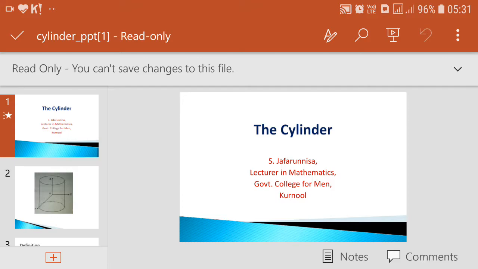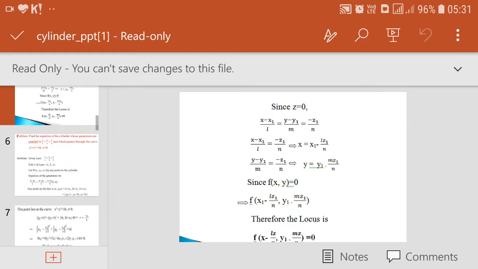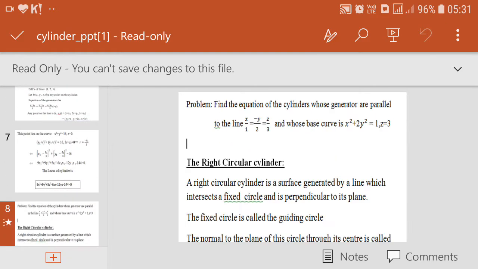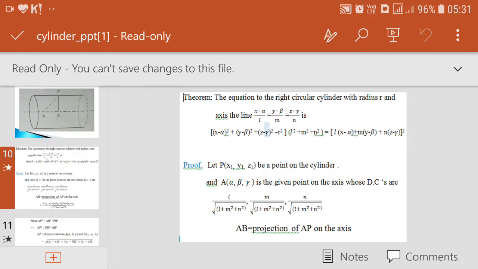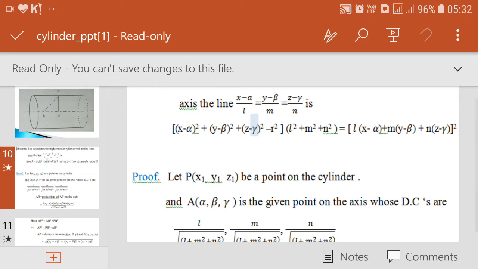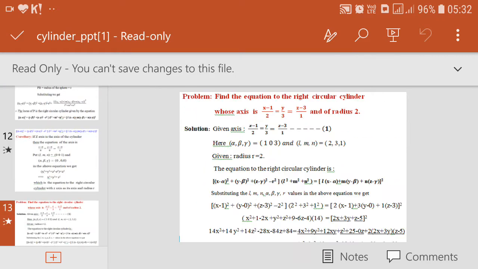Yes, good morning. In the last classes, we have discussed the definition of cylinder, few problems related to it, and after that, we have discussed right circular cylinder and the theorem related to that. That is the equation to the right circular cylinder. I hope you have remembered this formula and one problem related to the right circular cylinder. Now, in this class, we will discuss few more problems on right circular cylinder.